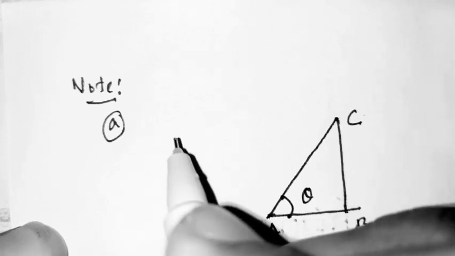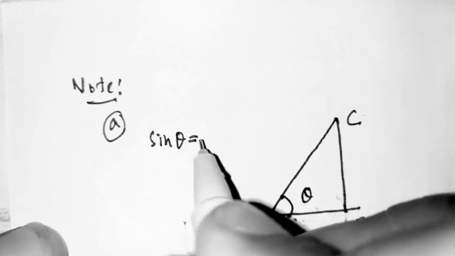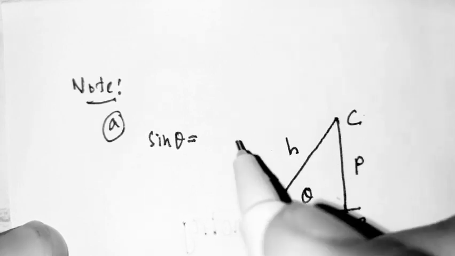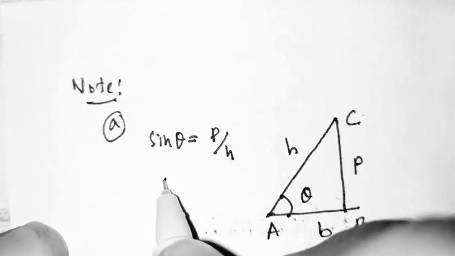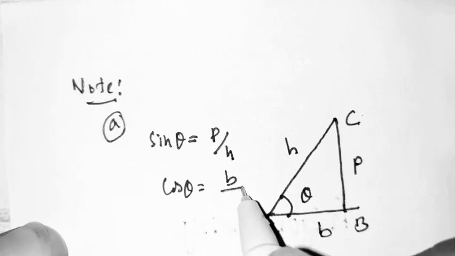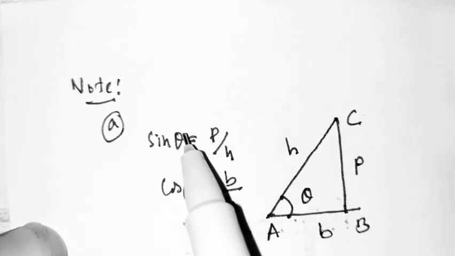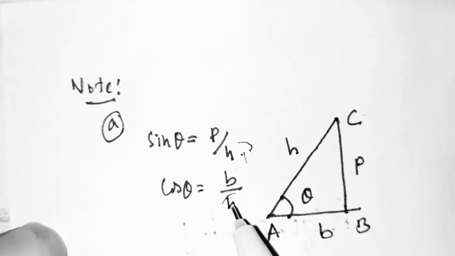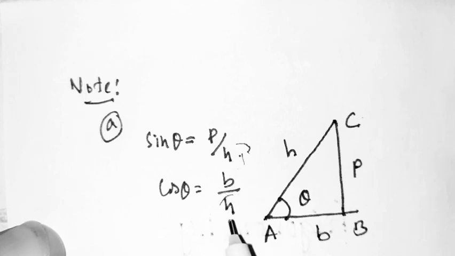Now let me write down here sine theta. Sine theta is equal to perpendicular divided by hypotenuse. Let me write down, this is perpendicular, base, and hypotenuse. So perpendicular divided by hypotenuse, and cos theta is equal to base divided by hypotenuse. Now if I look into the definition of sine theta and cos theta, here we have got hypotenuse in the denominator, and here too we have got hypotenuse in the denominator. Since the hypotenuse is the longest side, in both sine theta and cos theta the denominator is greater than the numerator. Because of that, the value of sine theta and cos theta can never be greater than 1.